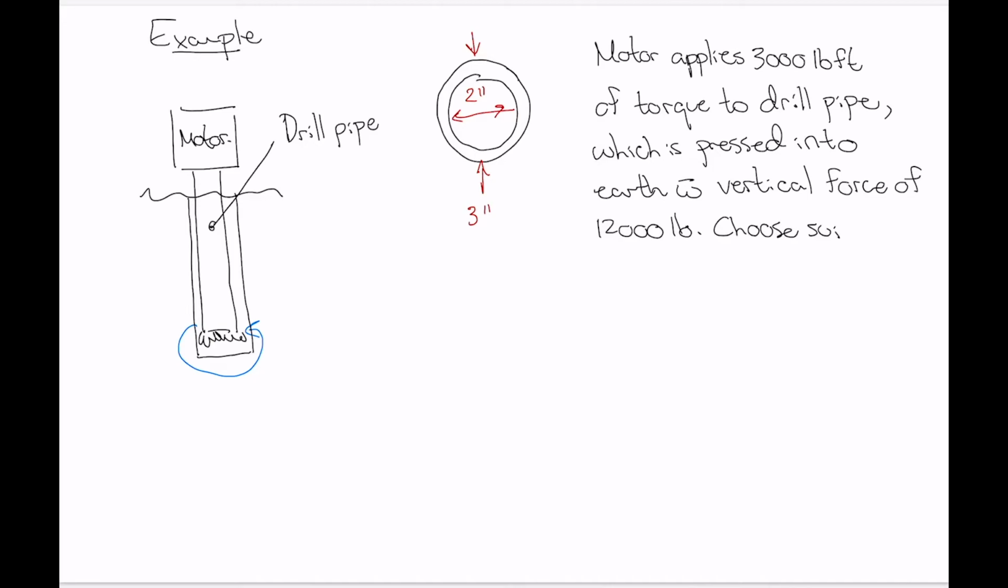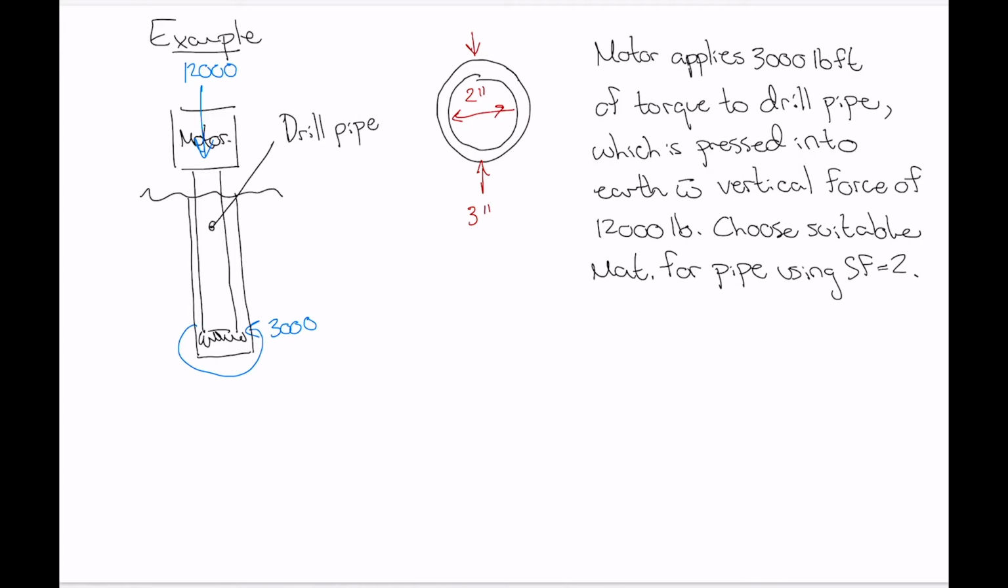Choose suitable material for the pipe using a safety factor equal to 2. Okay, so we've got our torque shown there. So here's the 12,000 pounds, and here's the 3,000 pound-feet.